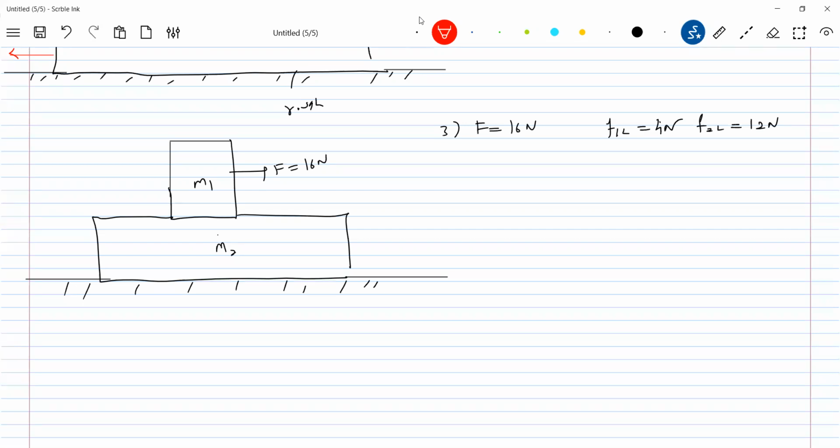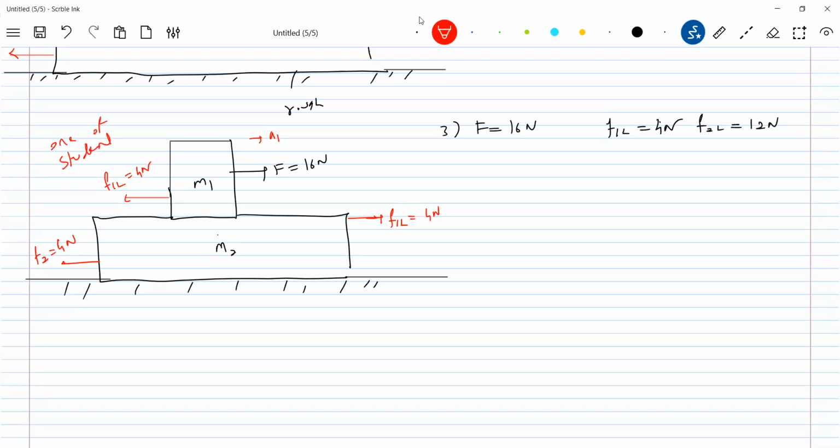So I'll tell you what a student actually does. I'll just show it here. Here F1L, no problem. F1L is how much? 4 Newton. And this will accelerate. Nothing wrong. So here, this 4 Newton cannot overcome 12 Newton. So therefore the friction here will adjust equal to how much? 4 Newton, and the block M2 will not shift. So this is what one of the students will think.